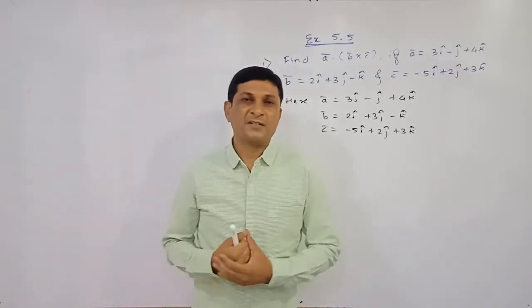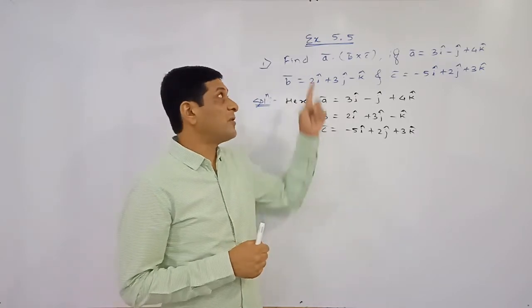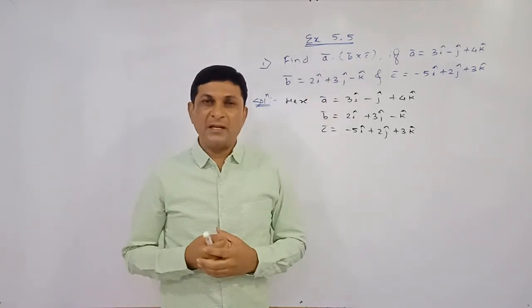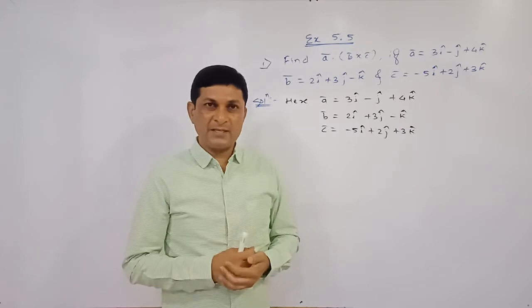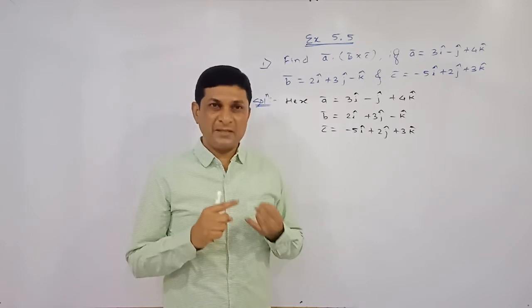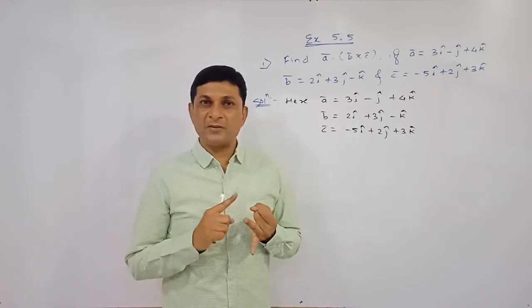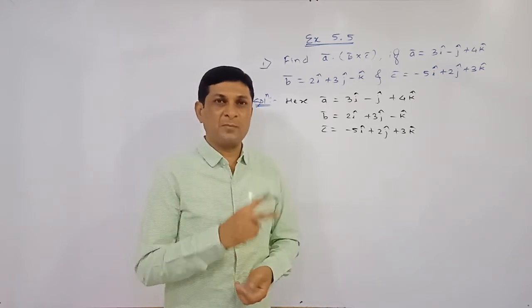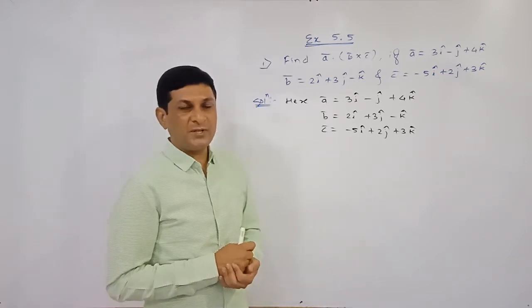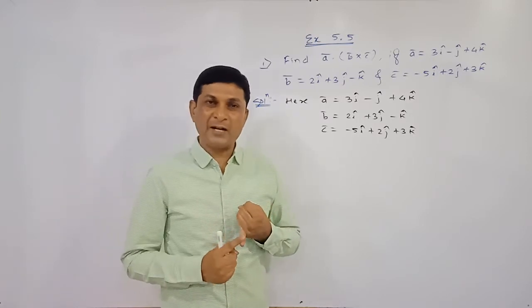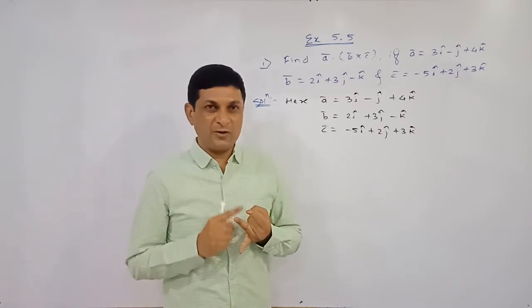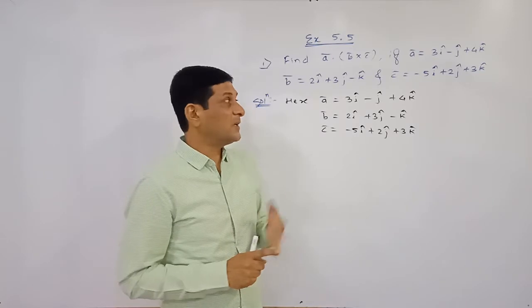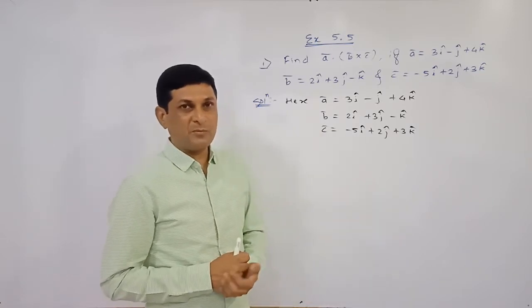Hello friends, now we are starting examples from exercise 5.5. These examples we have to solve by applying the definition of scalar triple product, vector triple product and properties. And even in scalar triple product we have proved two important theorems: one is to find the volume of a parallelepiped and one is to find the volume of a tetrahedron. So let us try to solve example number one.